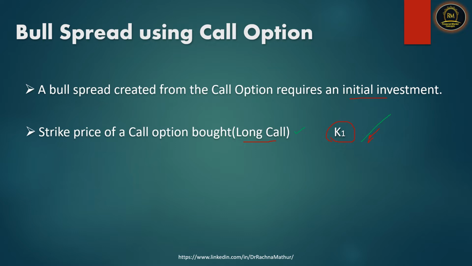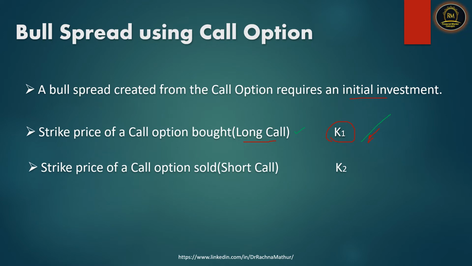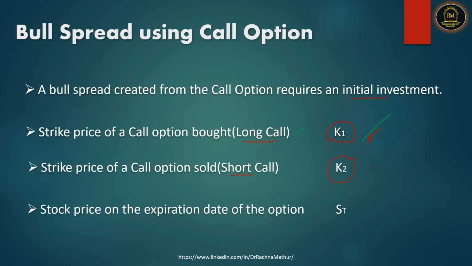So we hedge our position by selling an opposite contract, that is a short call. So we short a call at a higher strike of K2. The profit of a call will be studied on the basis of the stock price at the time of expiration of the option, that is ST. So let's find it out with the help of the figure.